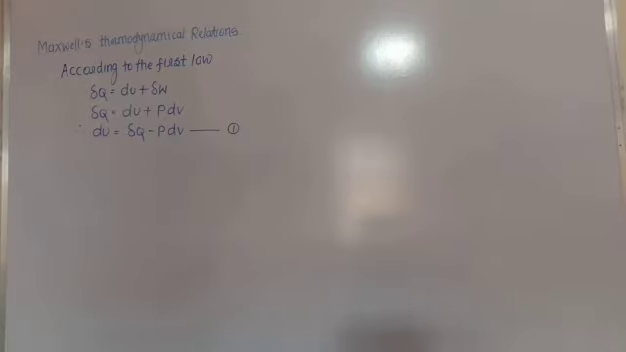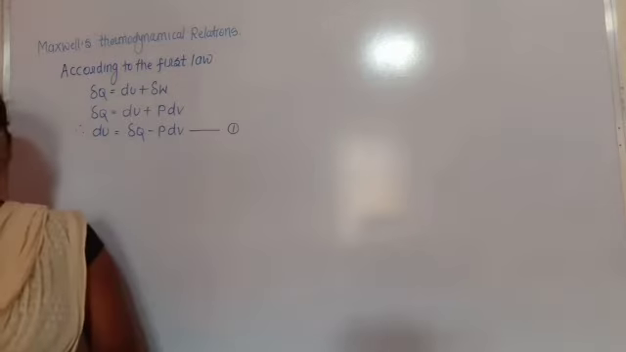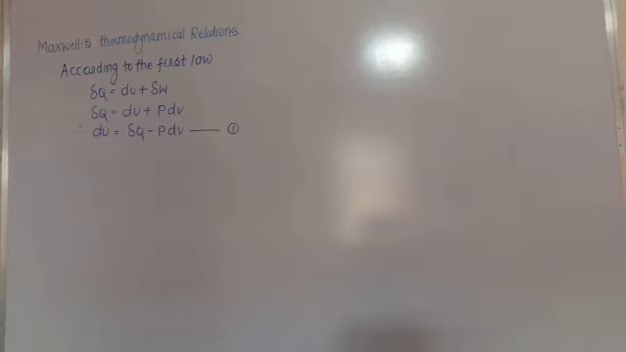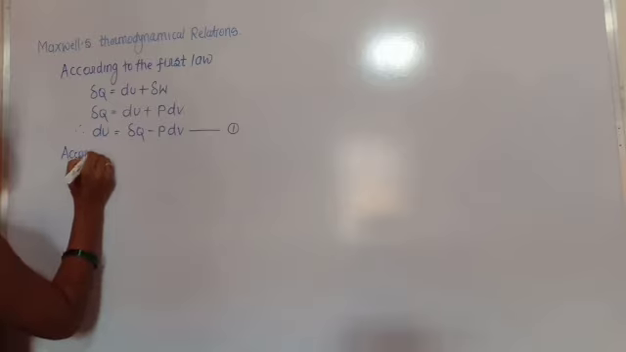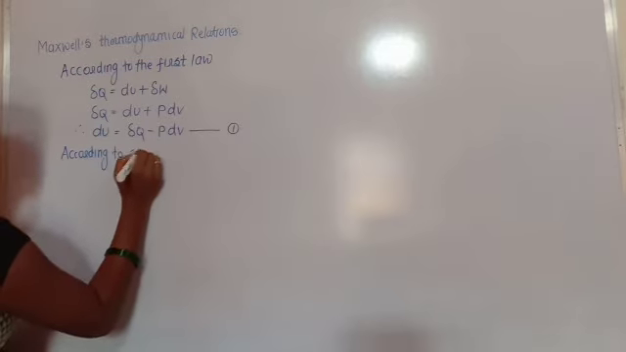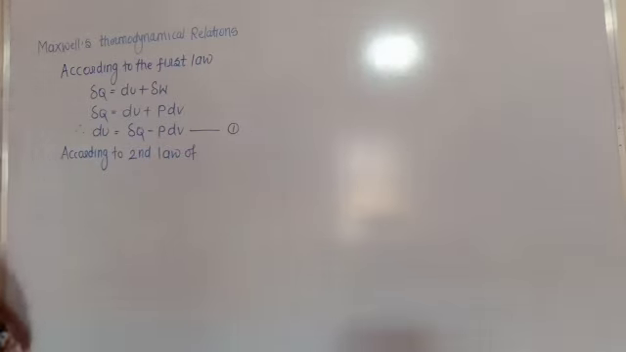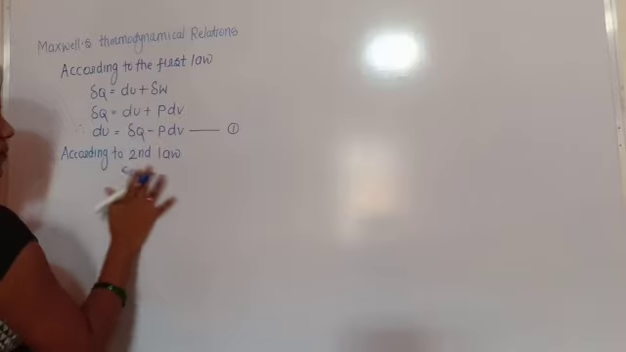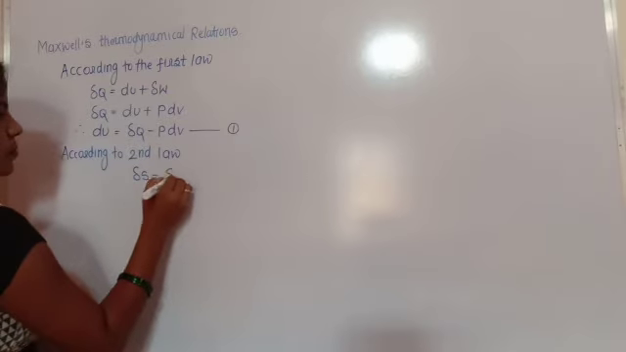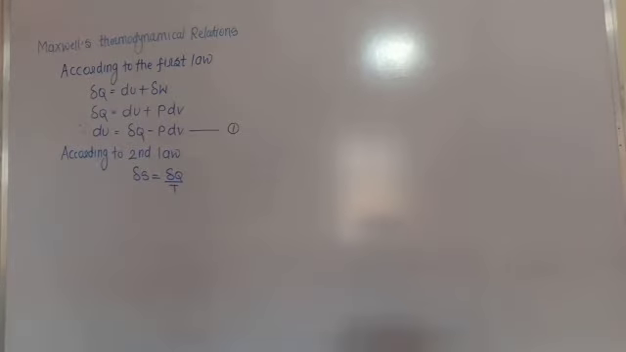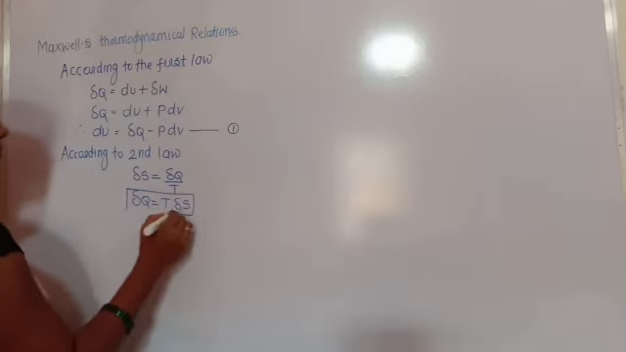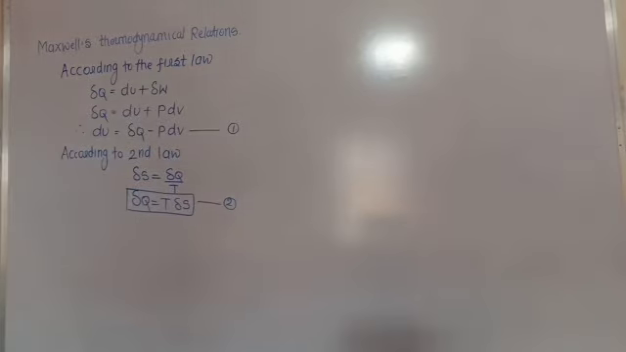Then the second law: if the substance absorbs a very small amount of heat del Q at a temperature T, and if all the changes it undergoes are perfectly reversible, then the change in entropy dS is equal to del Q by T. So according to the second law of thermodynamics, dS is equal to del Q by T. Therefore del Q is equal to T dS. This is the second equation, del Q is equal to T dS.